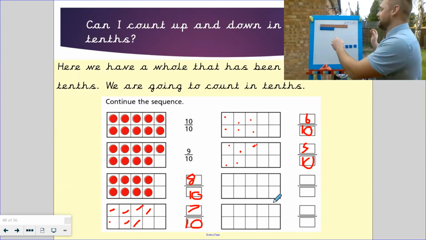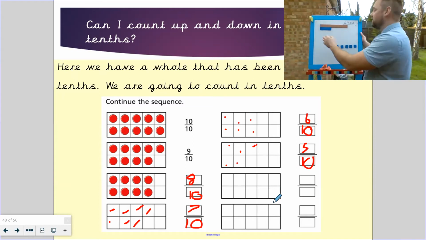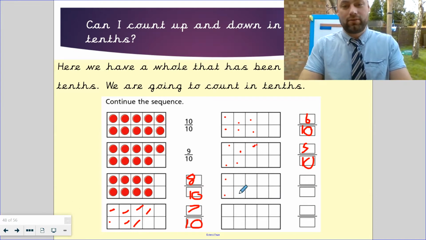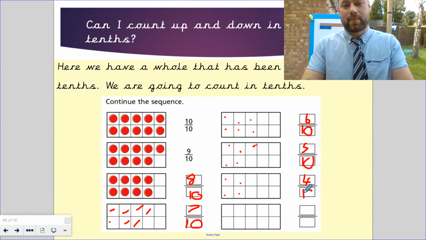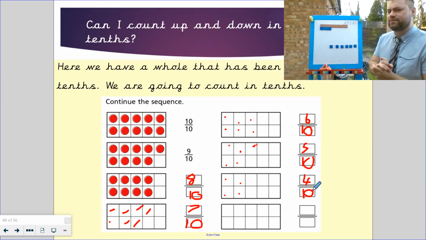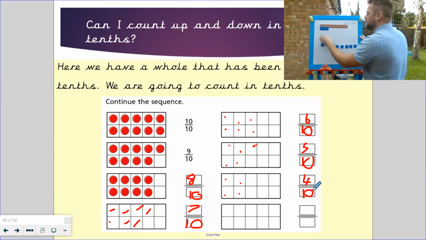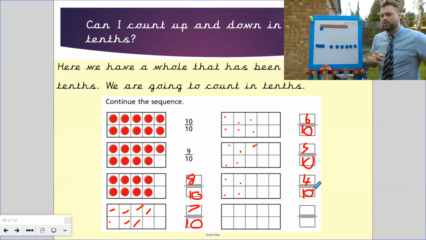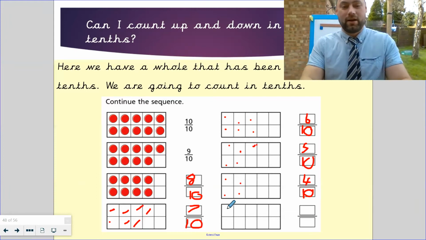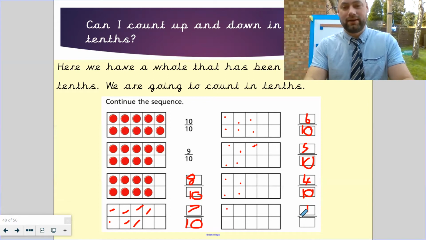We're now going to take away another 10th. How many have I got left? 1, 2, 3, 4. So I'm now going to color 4 in. 1, 2, 3, 4. And that's 4 tenths that we have left. Now for the last one, I'm going to take away 3 tenths. Okay. 1, 2, 3. So now I've taken away 3 tenths. How many tenths do I have left? 1. So for my last one, I'm going to put 1 out of 10.